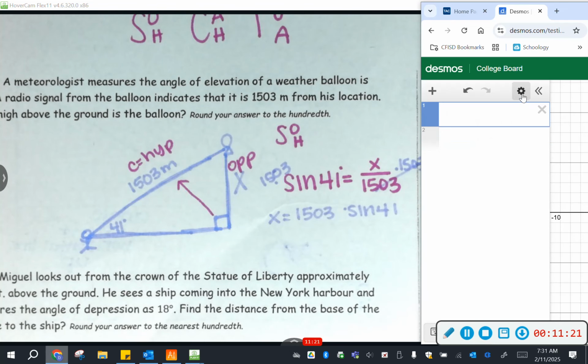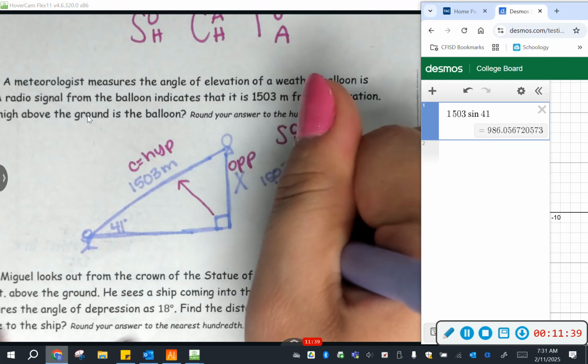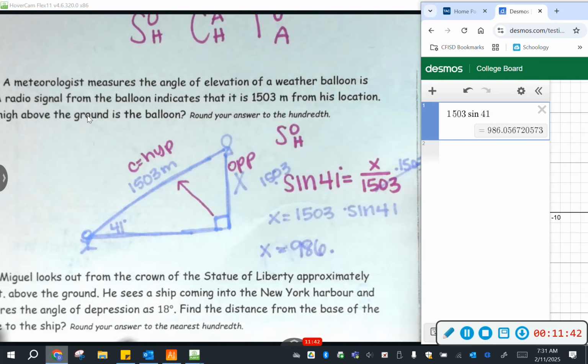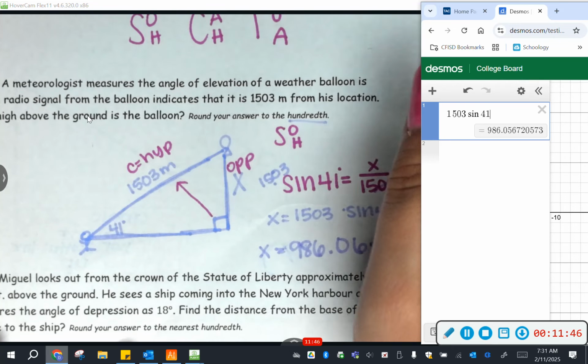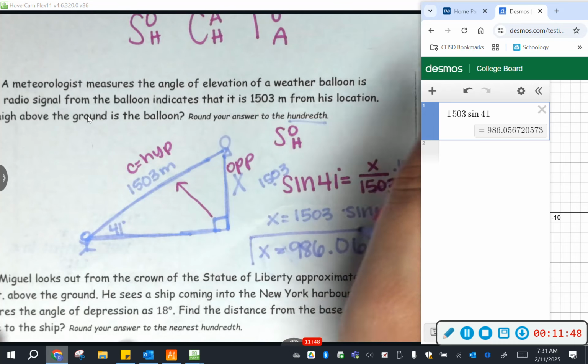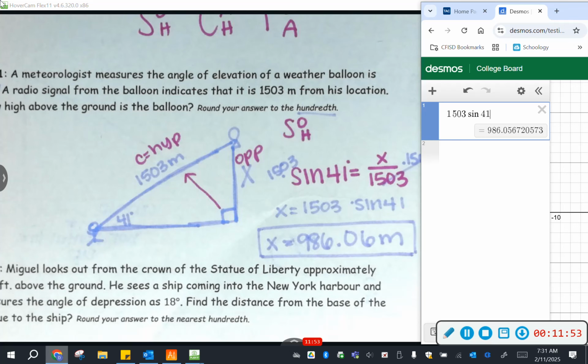By the way, I learned yesterday, if you hit this and do delete all, it resets you to radians. So some of y'all are like, it's changing it to radians. It's because you're deleting all. Did y'all get this too? X equals 986 point, what does it say, round to the hundredth? 986.06 meters. And that is my answer.